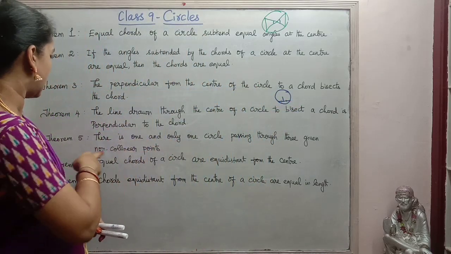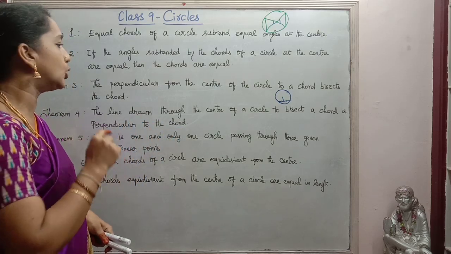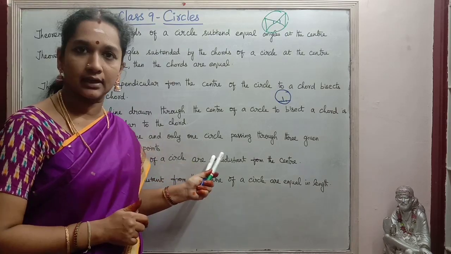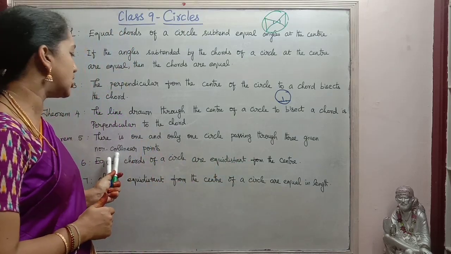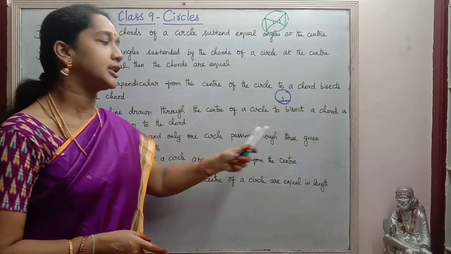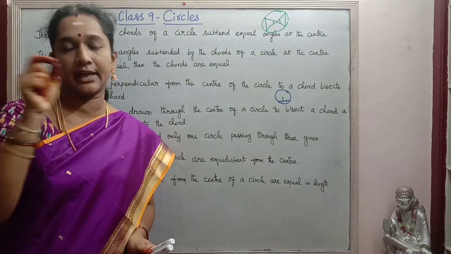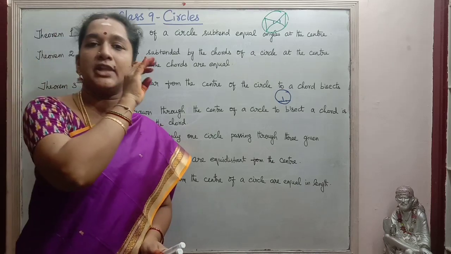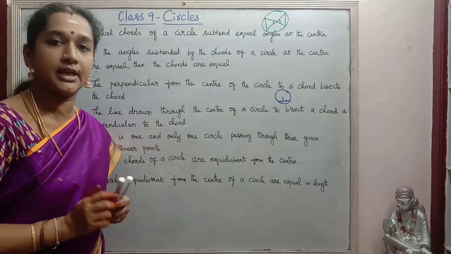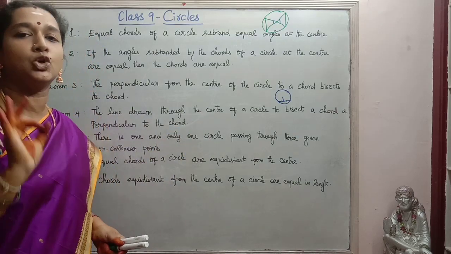Then the next one is, there is one and only one circle passing through three given non-collinear points. Only one circle can be passed through them. Collinear points means points on the same line. If we connect the points and they are on the same straight line, we say they are collinear. Here we are taking non-collinear points. There is one and only one circle passing through three non-collinear points.